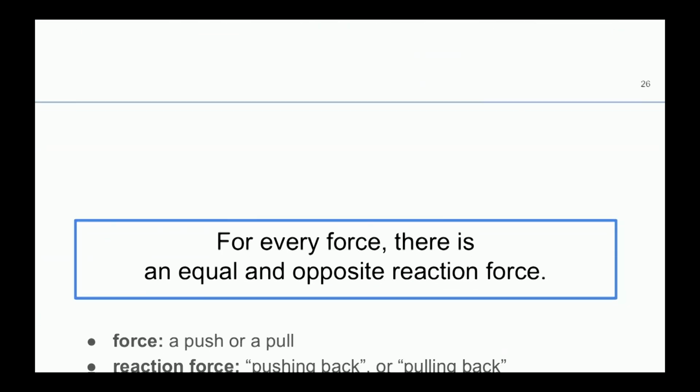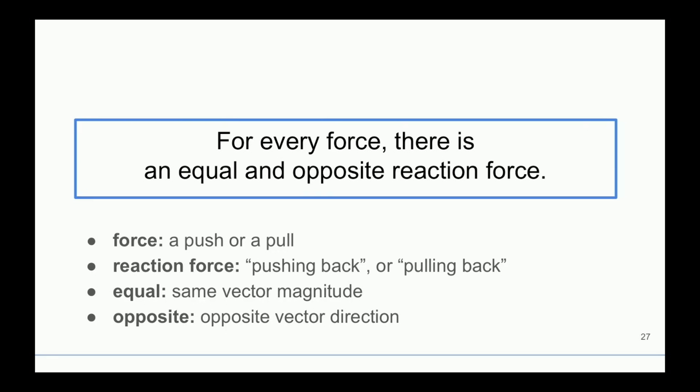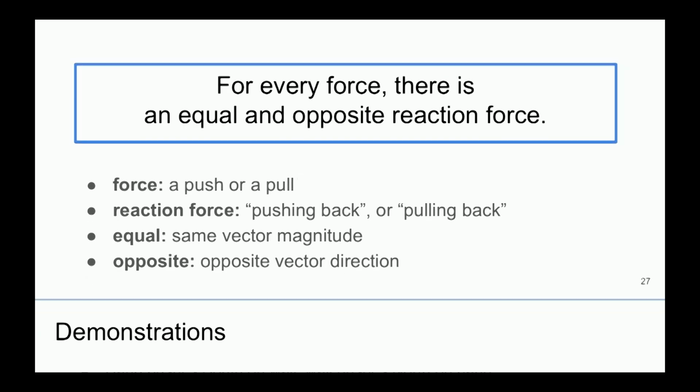Let's parse that. What's a force? You already know that. It's a push or a pull. What's a reaction force? Oh, it's something pushing back or pulling back, opposite to the force that was applied. So equal means it's the same vector magnitude, but opposite means the opposite vector direction. That's why we say equal and opposite, and it's why we need both words in there, because we're talking about vectors. And so equal talks about the vector magnitude, opposite the vector direction.